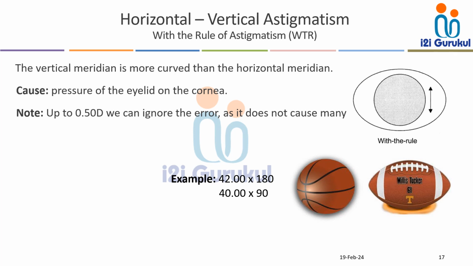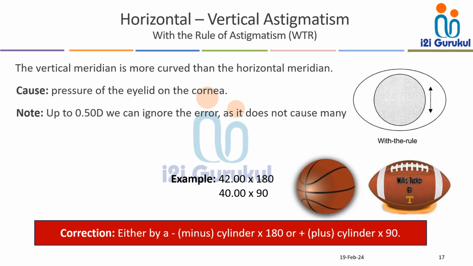Friends, moving towards with-the-rule astigmatism, again here the vertical meridian is more curved than the horizontal meridian. The cause is physiological, due to the pressure of the eyelid on the cornea. So up to 0.5 diopter we can ignore the refractive error as it does not cause many symptoms. Here, with an example of 42 diopter at 180 angle and 40 diopter at 90 angle, either you can correct by the minus cylinder at 180 or plus cylinder at 90-degree.